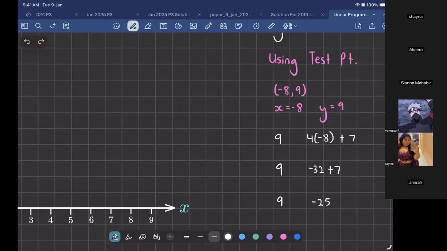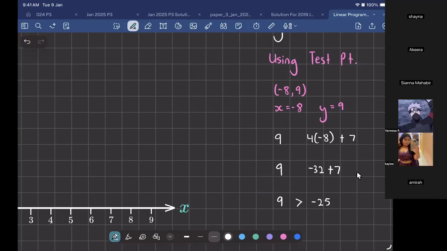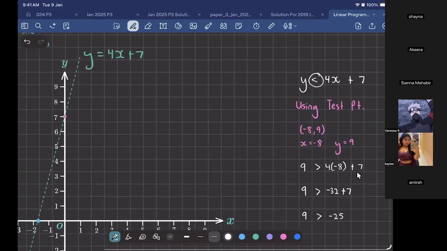So tell me, Vanessa, 9 is what than minus 25? 9 is more than minus 25, or 9 is less than minus 25? What do you think? 9 is more than minus 25. Okay, ladies, talk to me. Is 9 more than minus 25 or is it less than minus 25? It's more than. Right. So all of us could agree that that's the case, right? Did we want more than?